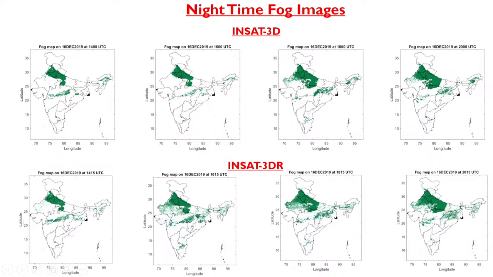So these are a few of the images retrieved at nighttime. The first set is from the InSat 3D and the second is from the InSat 3D R. I'm showing the two because InSat 3D and 3D R times are adjusted in such a way that if you take both the data sets, you will get a temporal resolution of 15 minutes. So if the InSat 3D is at 14 UTC, InSat 3D R is at 1415 UTC, then InSat 3D will be at 1430, then 1445. So we may have a very high temporal resolution, which is very much required for fog related studies.